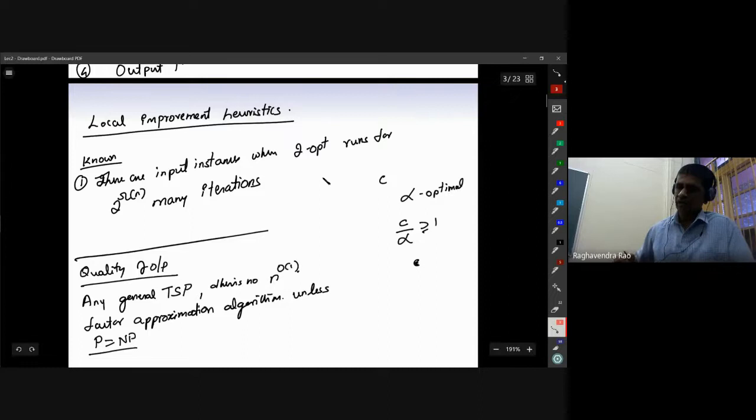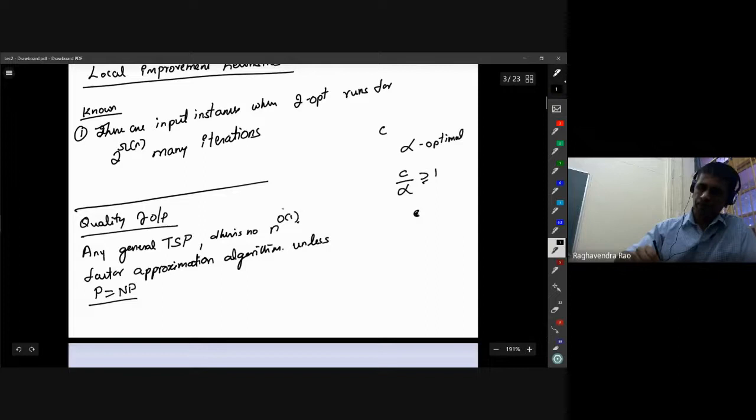So this in fact was also extended to the case of 2-opt. This is again due to Chandra et al. I'll share the reference for those who are interested in reading it, but we'll not go into the details. These are not relevant for us.